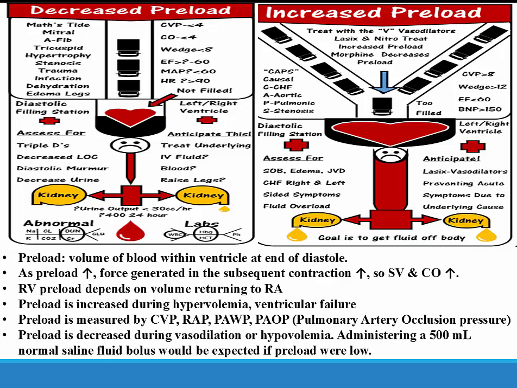Preload is decreased during vasodilation or hypovolemia. Administering a 500 mL normal saline fluid bolus would be expected if preload were low. So, a quick review of the initials: CVP, central venous pressure; RAP, right atrial pressure; and PAWP, pulmonary artery wedge pressure.